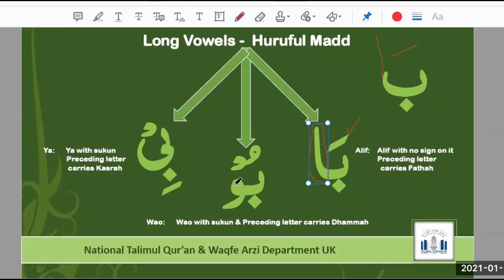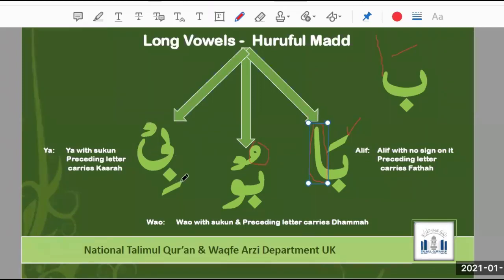For letter vav, the condition is that the vav should have sukoon sign on it and the preceding letter should have dhamma sign on it. Then vav will be a haruful madda and it will elongate the sound of ba for 2 seconds. So we will say boo. This is ba, this is boo, and the third letter we learned is ya. These are the three haruful madda.